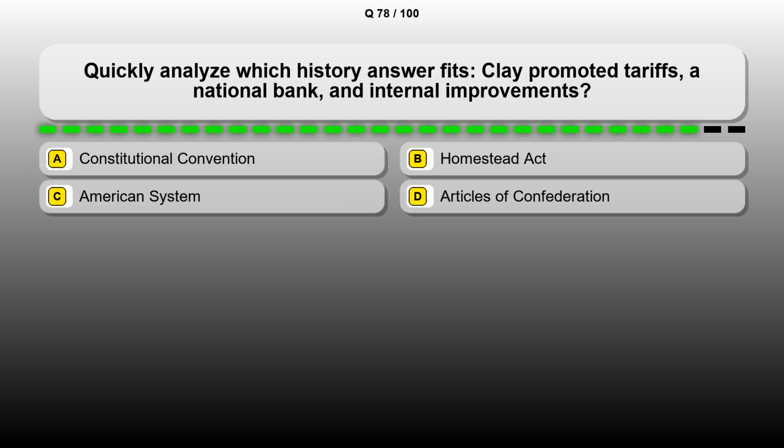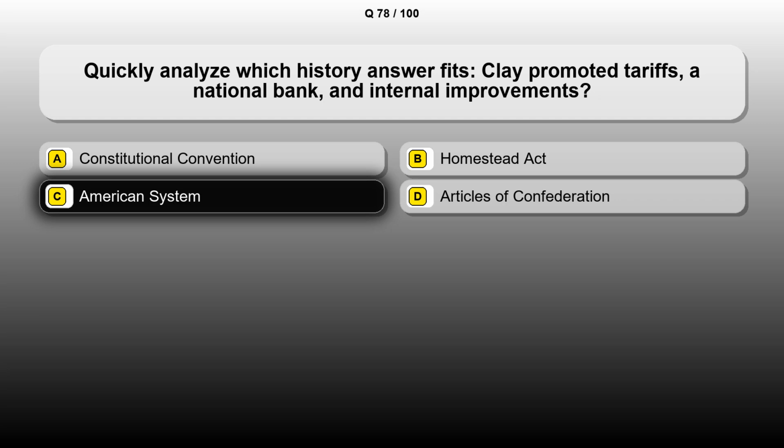Question 78. Quickly analyze which history answer fits. CLEP promoted tariffs, a national bank, and internal improvements. Option A, Constitutional Convention. Option B, Homestead Act. Option C, American System. Option D, Articles of Confederation.